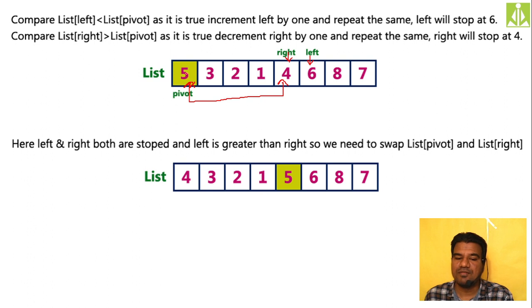So what will happen? 5 will come over here and 4 will go over here. You can see 4 has come over here and 5 has come over here. Now the pivot is in the center. So you keep this pivot as it is and divide the complete list into two partitions. All elements on the left side of this pivot are smaller than 5, and all elements on the right side are greater than the pivot.